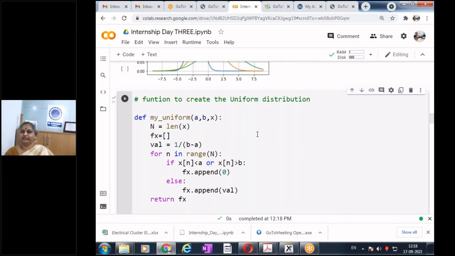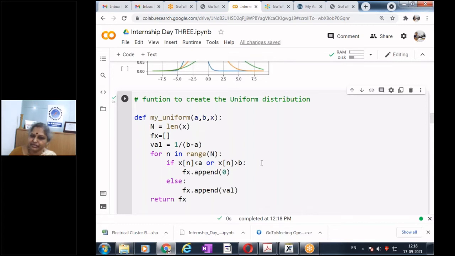You can try this later. It takes in two constants A and B along with X. For any value of X within A to B, it gives the magnitude as 1 by B minus A, and otherwise it's going to be 0. Do you want to try? Please key in this code.